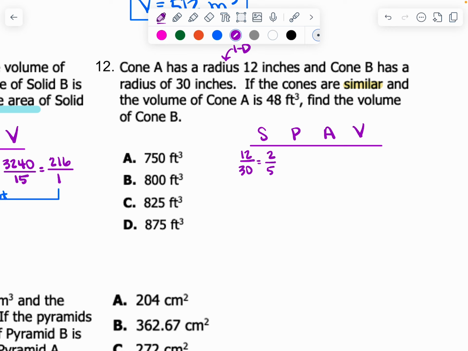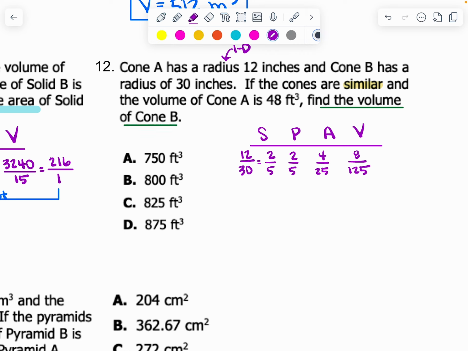Let's see, we can reduce by what, 6? So that's going to give us 2/5, which means my perimeter ratio is 2/5, which means my area ratio is 4/25. And when I cube 2/5, I get 8/125.